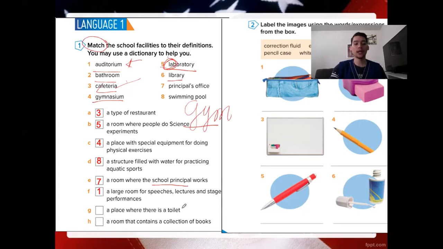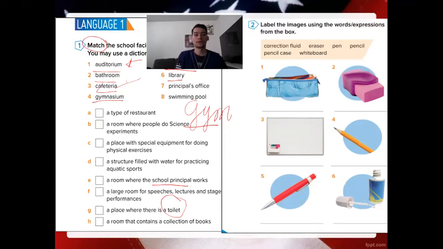G, a place where there is a toilet. Do you know toilet? Toilet means bathroom or restroom. So we have a number 2, bathroom. Letter H, a room that contains a collection of books. Number 6, a library. 2, label the images using the words expressions from the box.